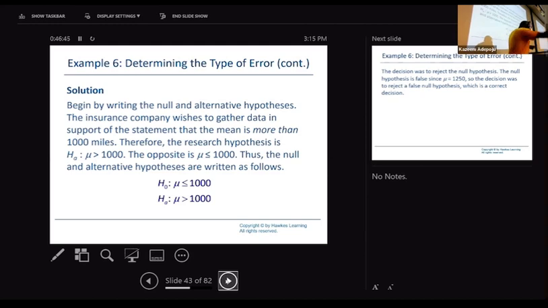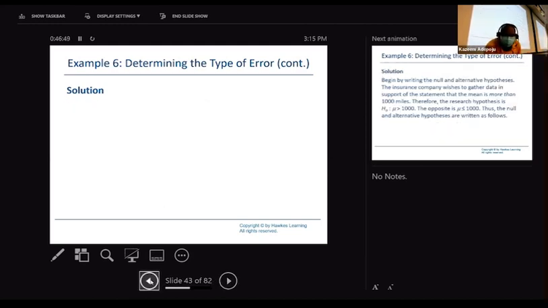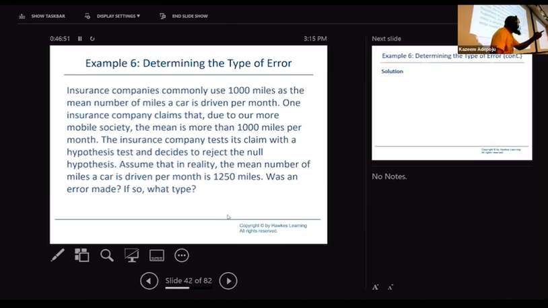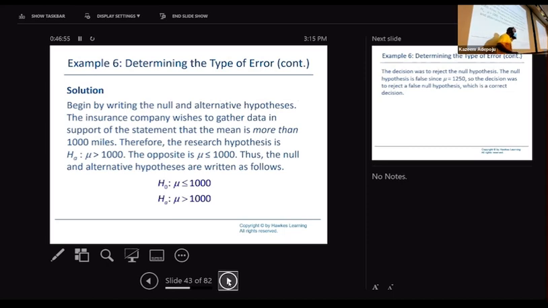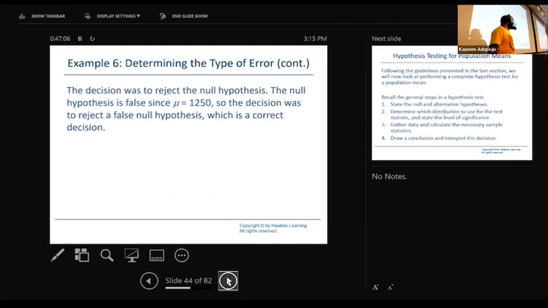Now, let's see what happened in reality. What happened in reality is 1,250. 1,250 is greater than 1,000, which means there was no error made. And that was why I said he made a correct decision. There was no error made.